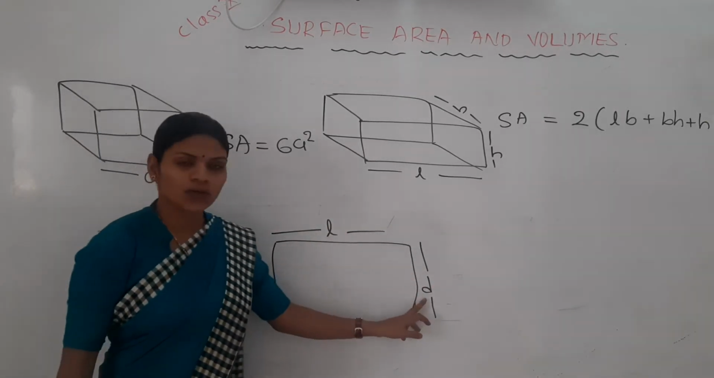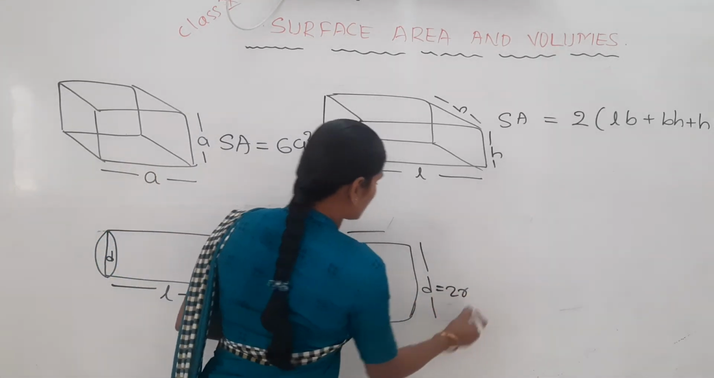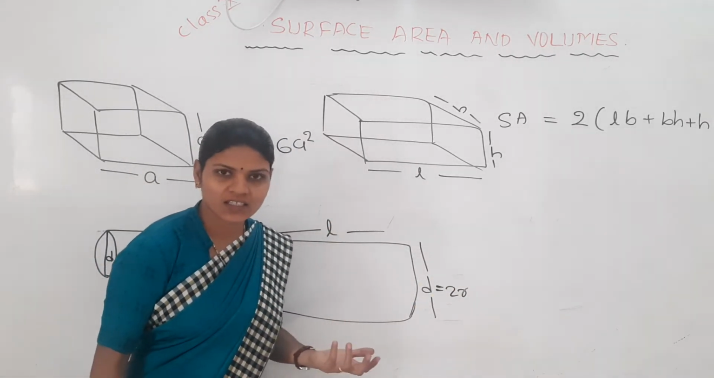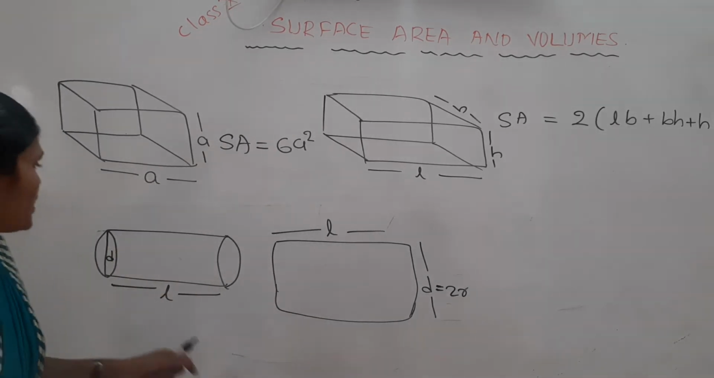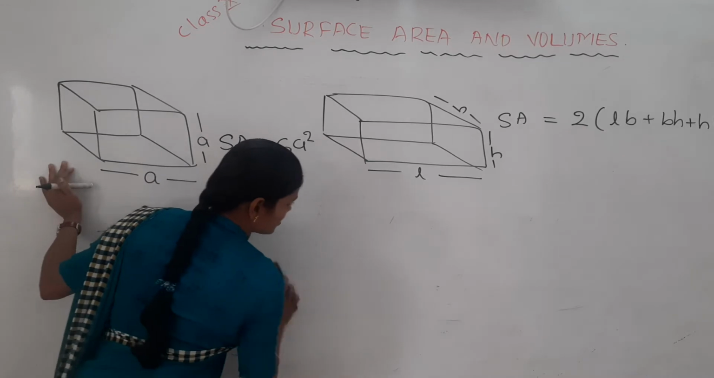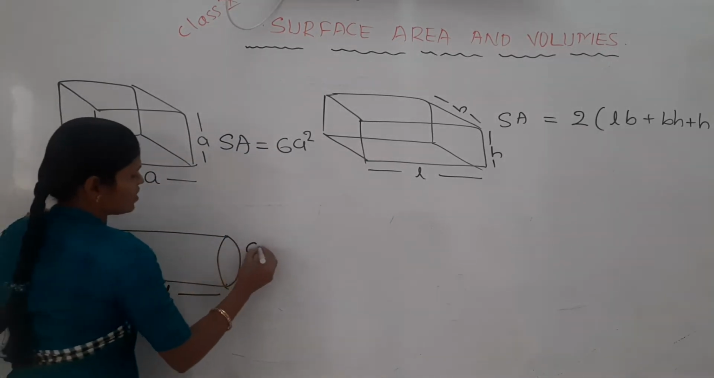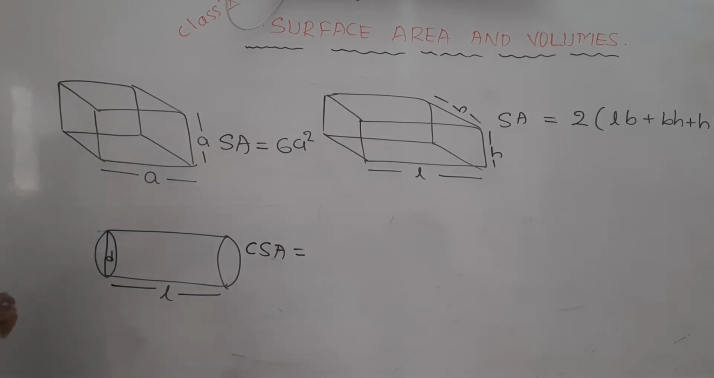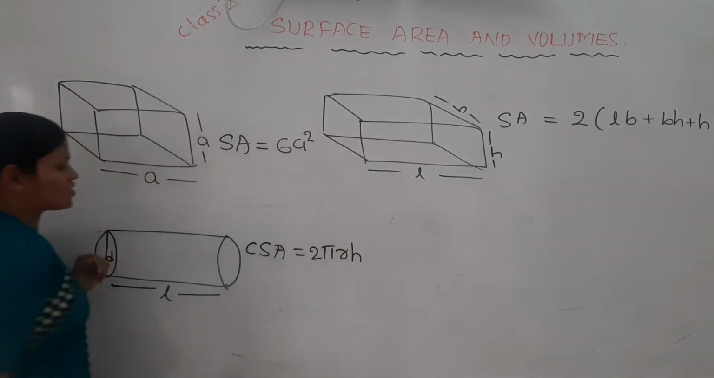L into D. D means what here? 2 times the radius. So we can write it as 2 into L into R. And like that we will find the curved surface area of the cylinder. For curved surface area we will take CSA. The curved surface area of the cylinder is what here? 2 pi r h.